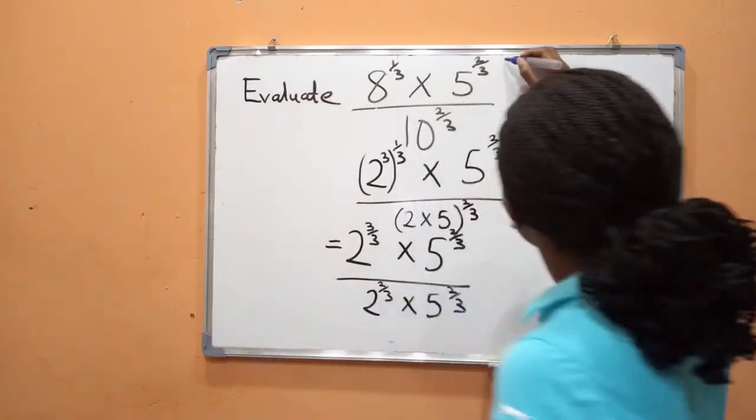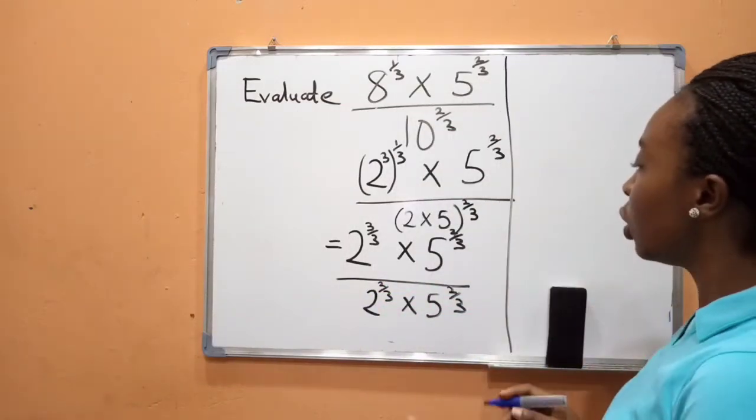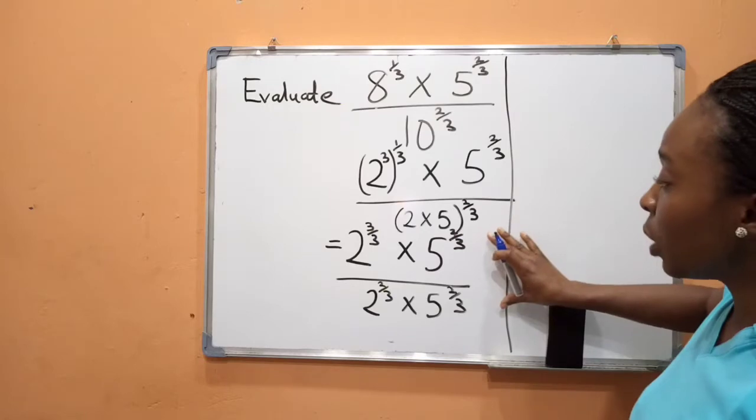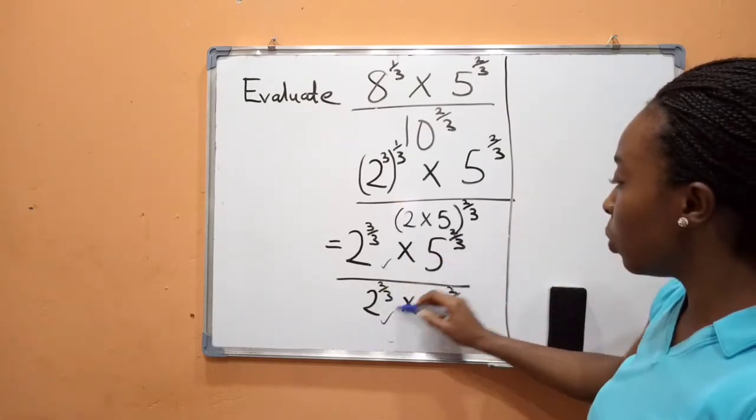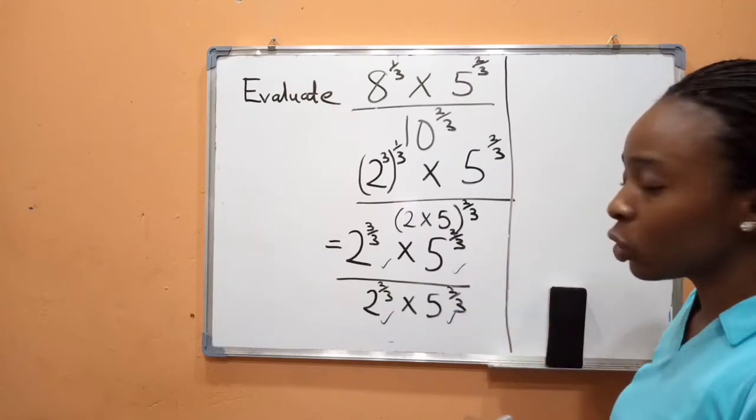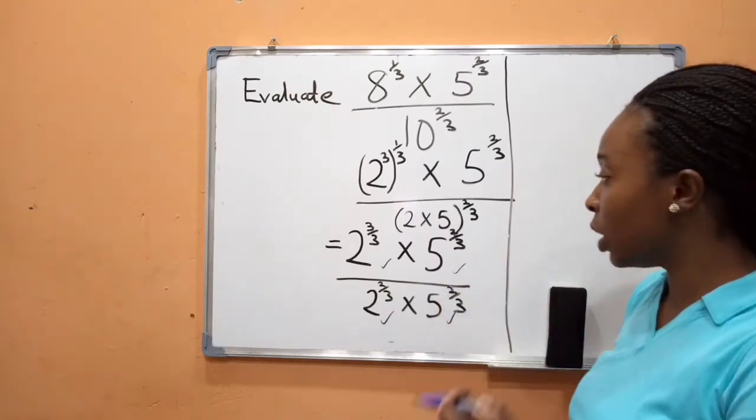Now let's take a look at the next step. So the next thing we are going to do, if you take a look at the question, you're going to notice we have the same bases. We have 2 here, we have 2 here, we have 5 here, we have 5. So now that we've arrived at this, it becomes easy to solve.